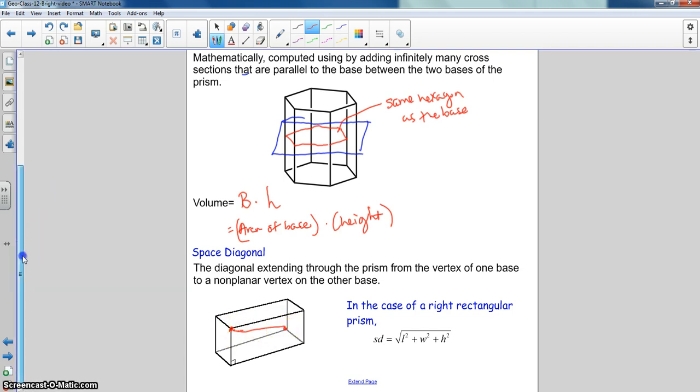Okay, and in the case of a right rectangular prism, we can actually show, and this can be done using triangles, and we'll actually do that in a problem, that the space diagonal's length is given by the square root of the sum of the squares of the dimensions. So the square root of length squared plus width squared plus height squared.